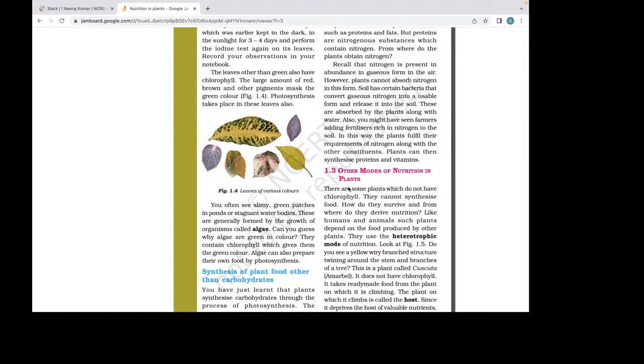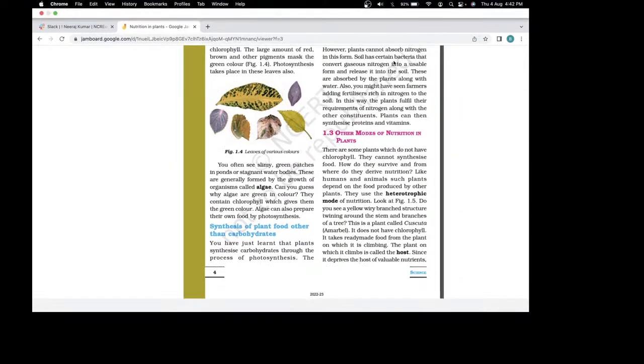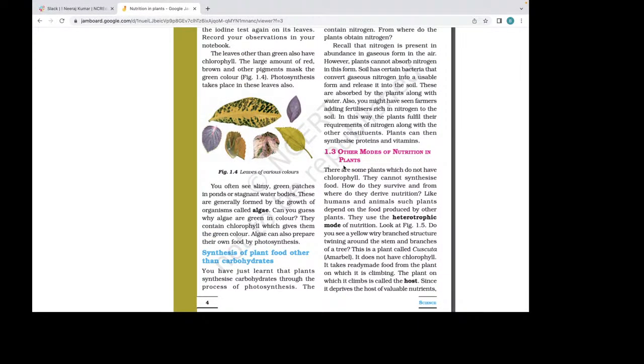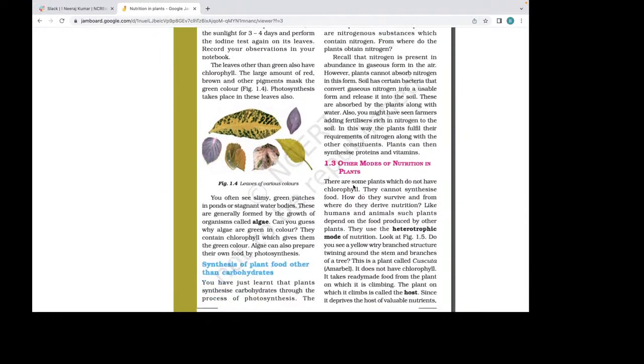Other modes of nutrition in plants. Now let's learn about the other modes of nutrition in plants. There are some plants which do not have chlorophyll. Yes, there are certain plants that do not have chlorophyll. They cannot synthesize food.